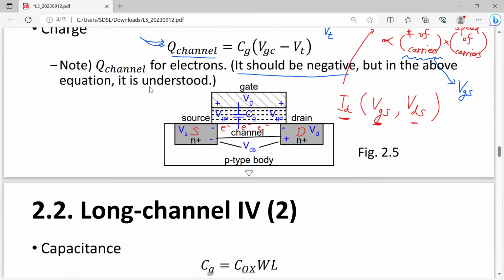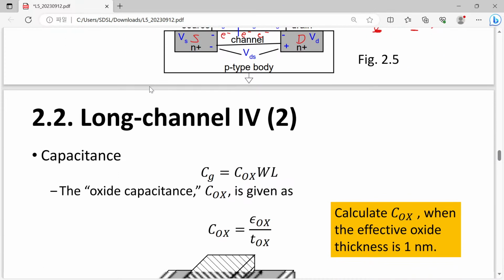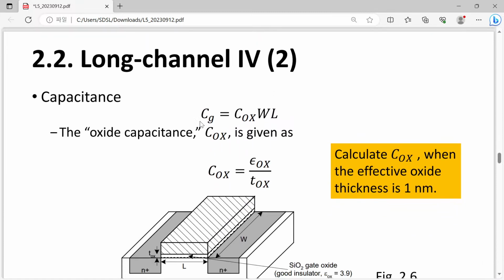Anyway, let's go to this one. Then gate capacitance. How can you obtain this gate capacitance? So Cg shown here really has the unit or dimension of capacitance, so we have farad in it. Then how can you estimate this farad? It is given by this form: Cox multiplied by W and L.